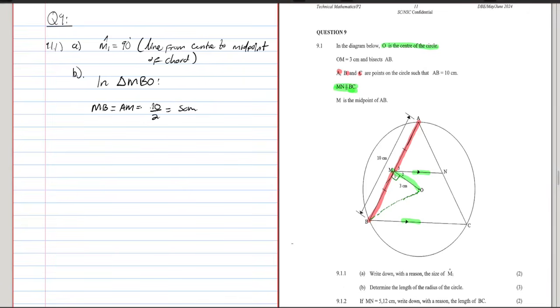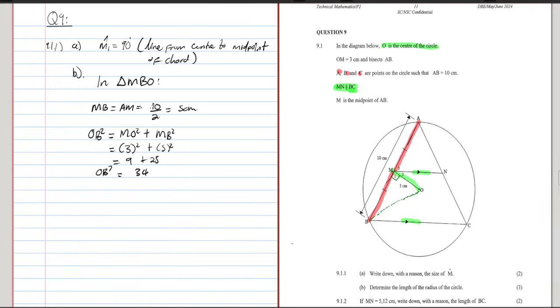Okay, so I now have the length of MB that I can use to calculate BO through the Pythagoras theorem, right? We have a right angle triangle anyway. So OB, which is the radius, is equal to the square root of MO squared plus MB squared. What is MO? That's 3. What is MB? That is 5. Equals 9 plus 25, so 25 plus 9, that is 34.